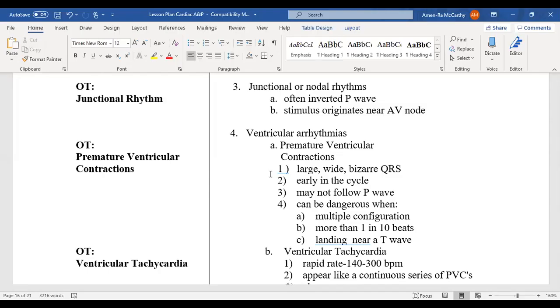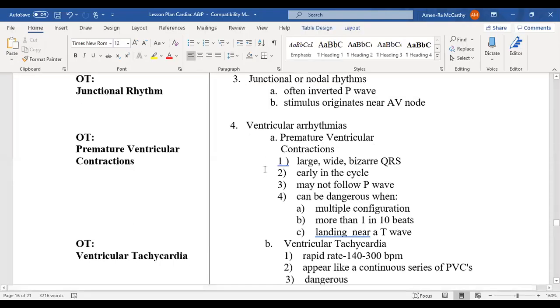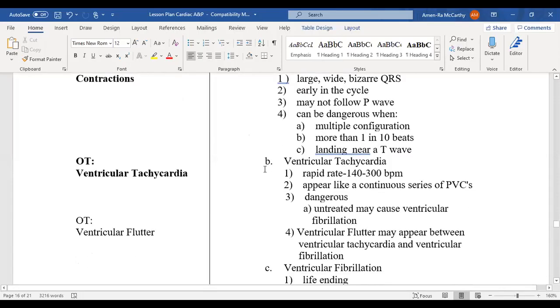Okay? Now, there can be some times that they're dangerous. Make sure you highlight this or you understand this part because you have a question about when they become dangerous. They are dangerous when there are multiple configurations of them, if you have more than 1 in 10 beats, or they land near the T wave. If they land right by the T wave, then that's when they become dangerous. All right? Not life-threatening, but they can become dangerous if one of those 3 things is present. All right? What about VTAC?